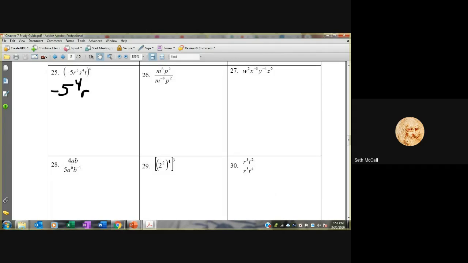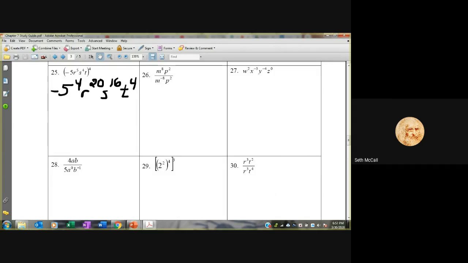And then we have r. Now notice it's r to the fifth and then to the fourth. So we have a power to a power. Anytime that happens, they multiply. 5 times 4 becomes 20. And then we have s to the fourth, which is s to the 16th, because 4 times 4 is 16. And then we have t to the fourth.